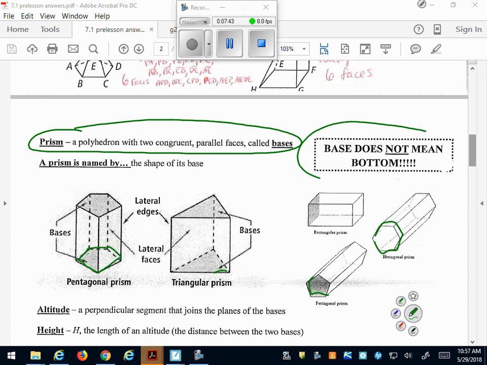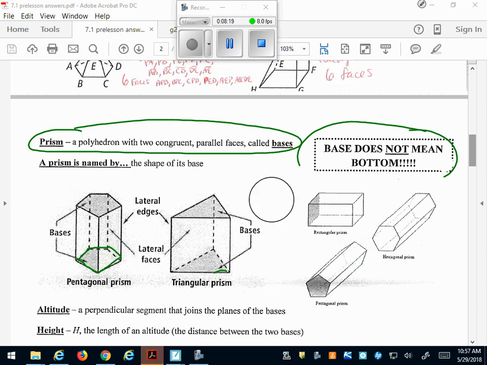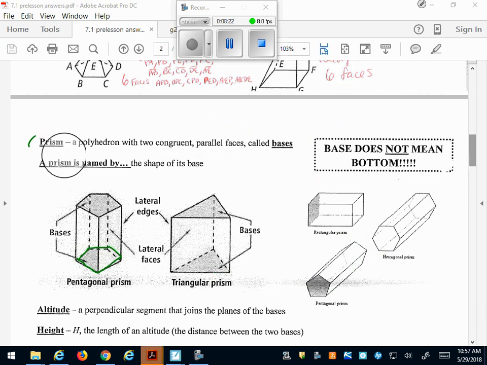And this right here, another important message. Base does not mean bottom. Look at this, see that rectangular prism? It's laying flat on a rectangular side, but that doesn't make it the base of the pentagonal prism. This base is still the two pentagons. Those are the bases, not what it's sitting on. Base does not mean bottom. Really, really important to remember that, okay?